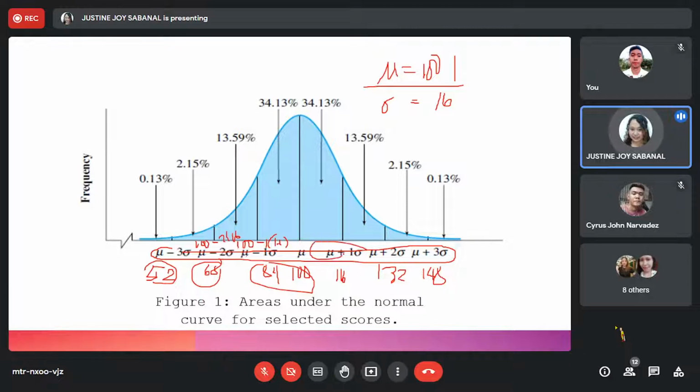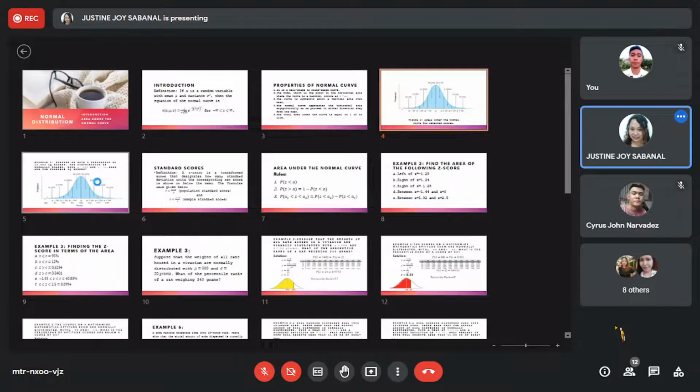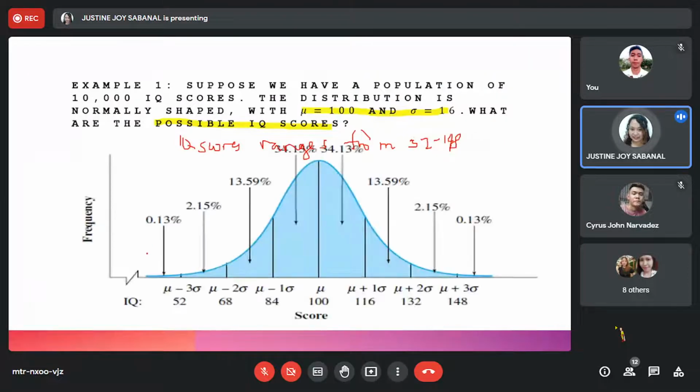Depende dun sa layo, sa distance na pinapakita ng standard deviation. So, may mga values po in between dyan. Kaya, inilalagay natin siya in some sort of interval. So, ayan yung ating sagot. So, clear po dito sa paggamit ng mga baseline values.